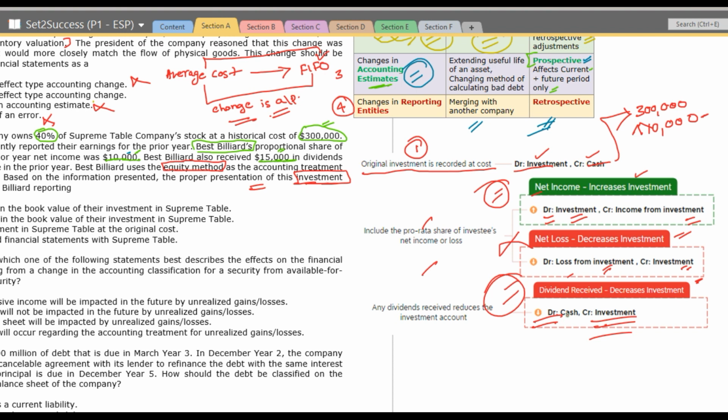So what entry do we pass? We debit cash and credit investment. So by 15,000, your investment account is going to decrease.